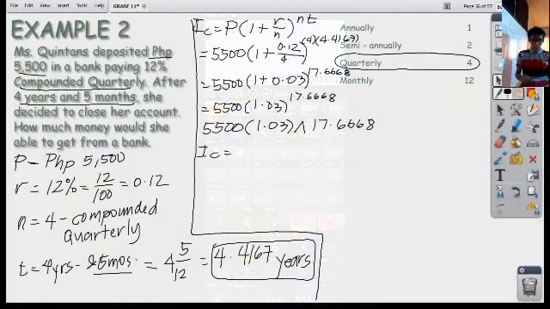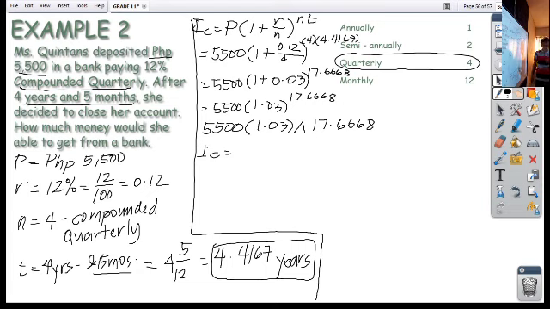Okay, so maraming salamat po mga kaibigan kong calculator. So, ang lumabas na sagot is 9,271 pesos and 61 cents. Okay, so this is our compound interest.